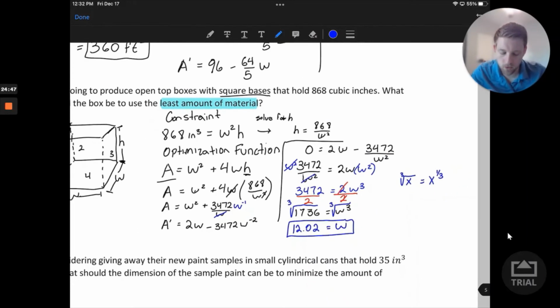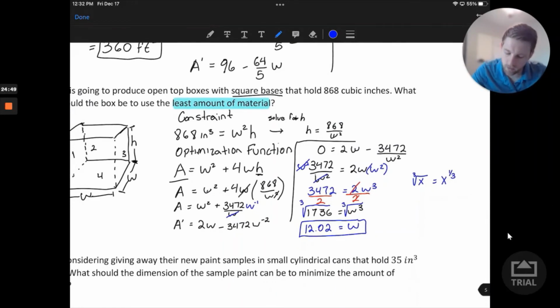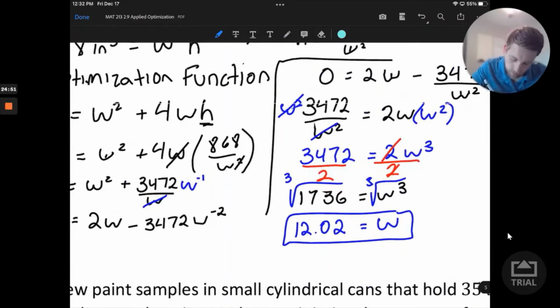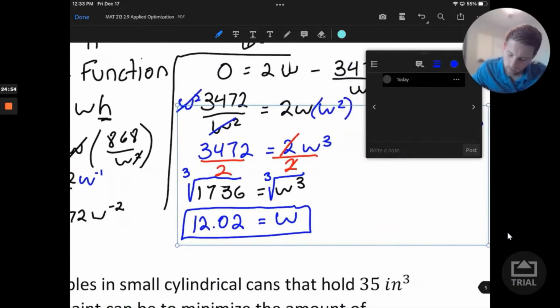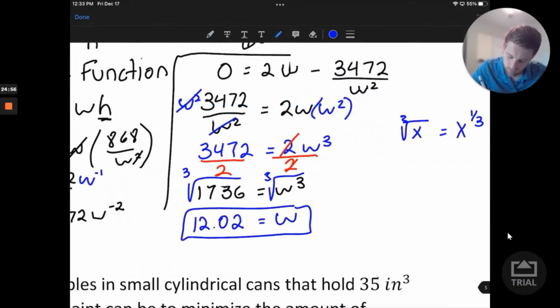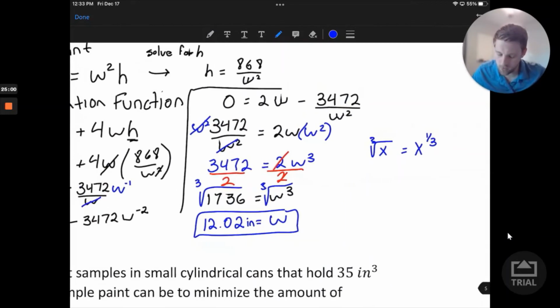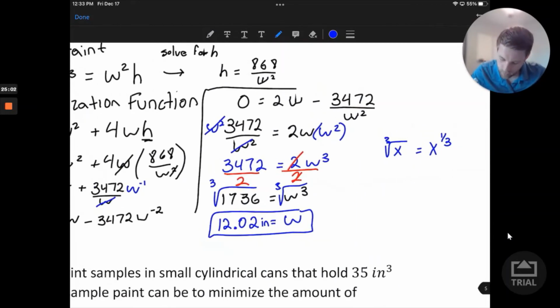Again, this width should be in inches, so we can go ahead and label that in there too. So this is inches. There we go, 12.02 inches.